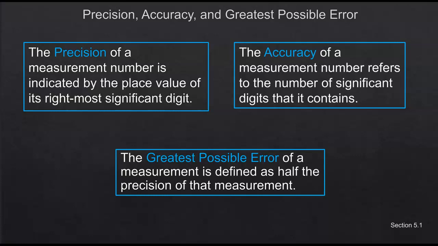And the accuracy of a measurement number refers to the number of significant digits that it contains, so how many significant digits are in the number. And then greatest possible error of a measurement is defined as half the precision of that measurement. So if the measurement is precise to the tens place, then half of that would be 5. We would add or subtract 5 from that number to find where our error might lay. Because when you're measuring things, it's hard to be completely accurate. You can only be so accurate, and that's what that's telling. We could be off, right? We could have an error in our measurement.